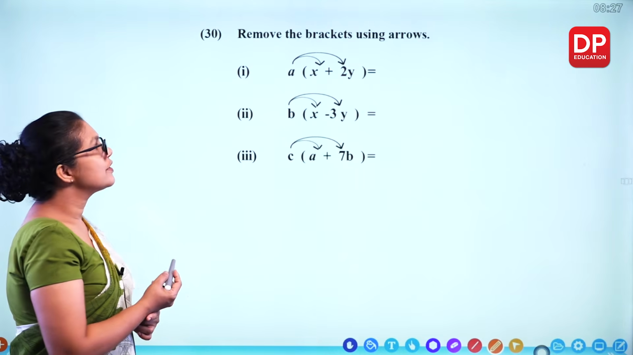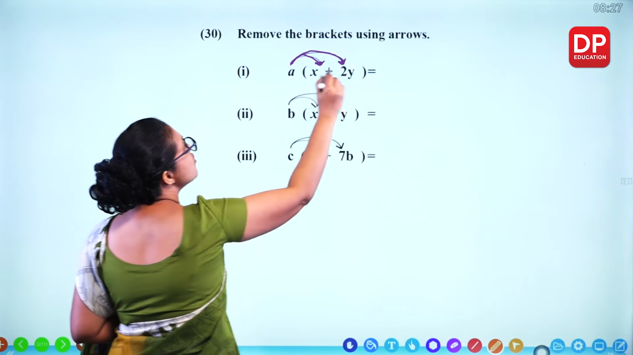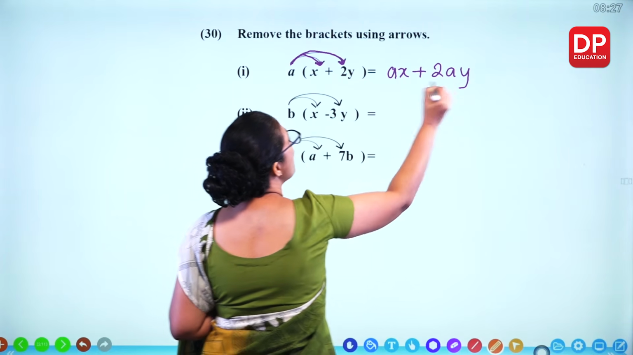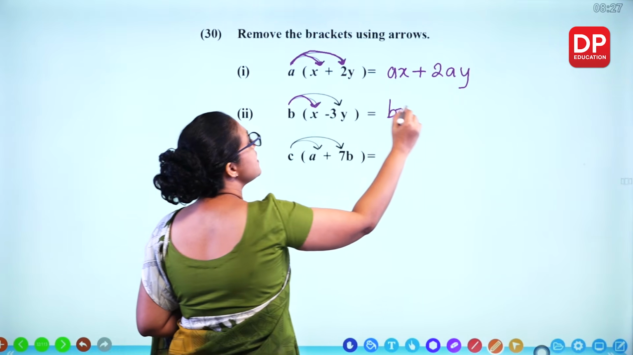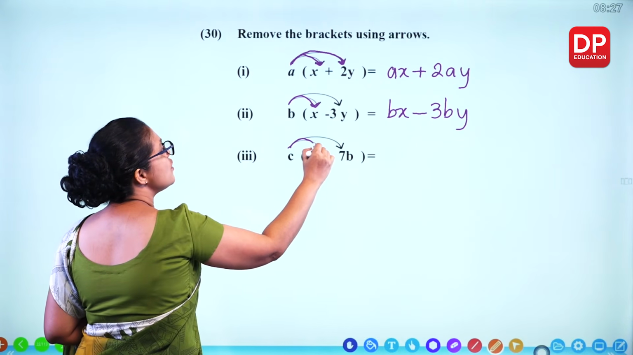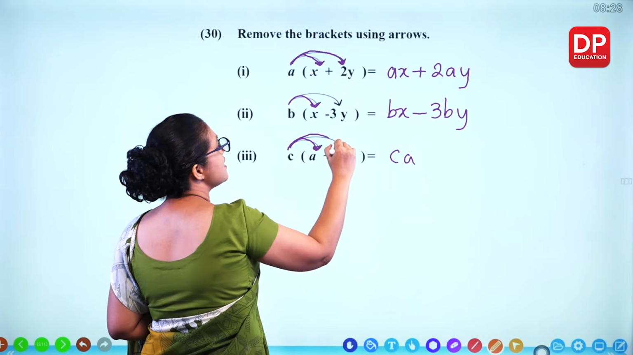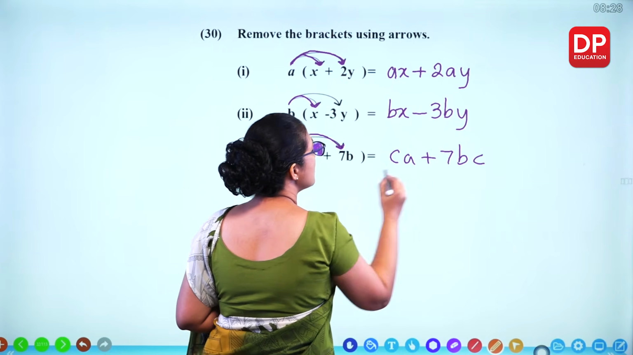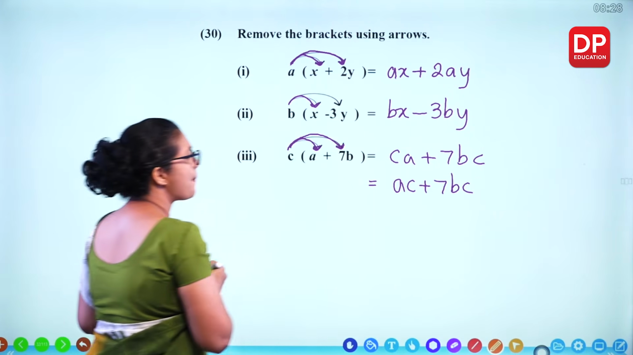Remove the brackets using arrows. First one is this, second one is this. a into x, ax, a into 2y, 2ay. b into x, bx, b into minus 3y, minus 3by. c into a, ca or ac. c into 7b, 7bc. So here you can write ac as well. ac plus 7bc.